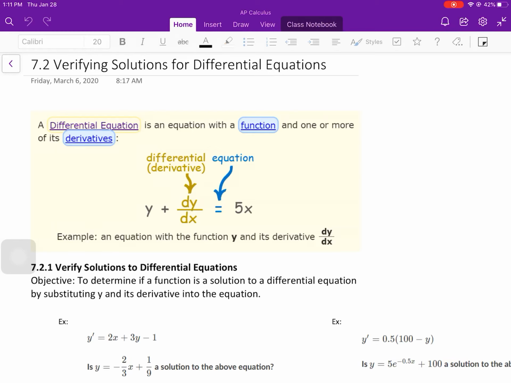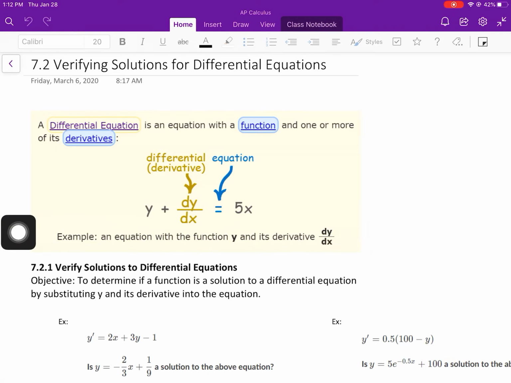So what is a differential equation? We got a definition here. It's an equation with a function and one or more of its derivatives, which could be like its second derivative, third derivative, all these mixed around. So this is an example: y plus, this could be y prime, dy dx, same thing, equals 5x.